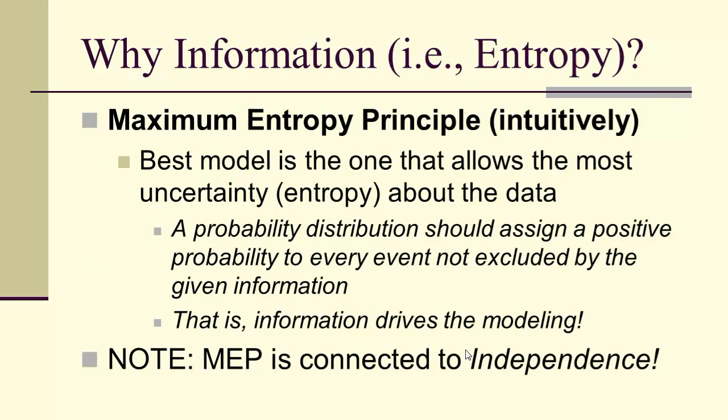So why are we using information? Well, we're leading up to this idea, what's called the principle of maximum entropy. And that is the best model to use is the one that allows the most uncertainty. So a probability distribution should assign a positive probability to every event not excluded by the given information. In other words, information drives the modeling. And the maximum entropy principle is related to independence. But in general, what it says is that the best model is the one that allows the highest possible entropy in that data. The most randomness, if you want to think of it that way.